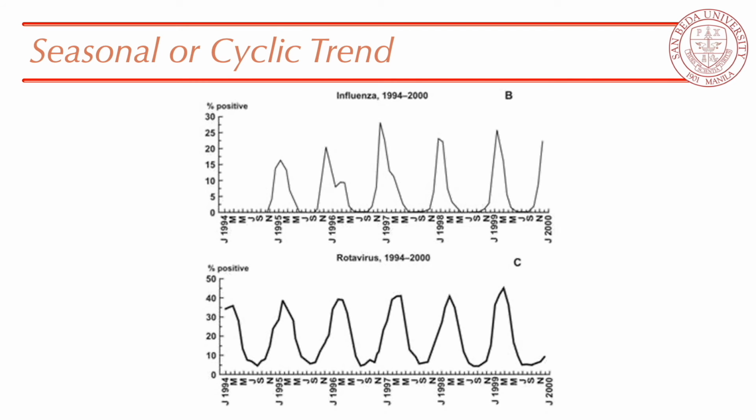What if a recurrent pattern is demonstrated when graphing incident cases over time? We no longer call that trend secular, but instead seasonal or cyclic. Here are a couple of examples involving influenza and rotavirus infections. We have 6 years worth of data here. And notice the recurrent surge of incident cases occurring at specific months of the year when environmental conditions are believed to favor the thriving and transmission of these viruses.